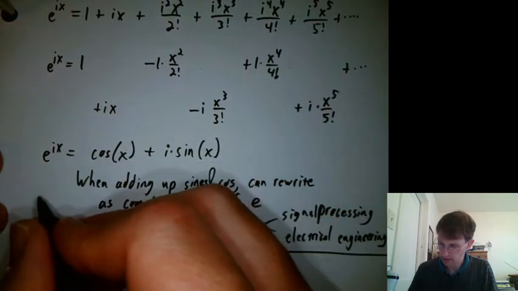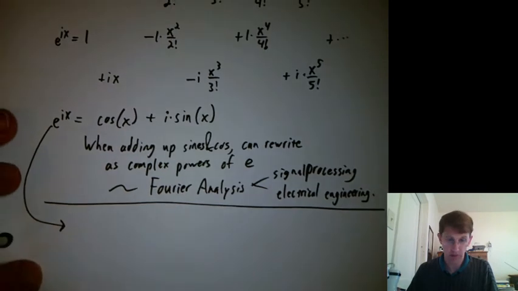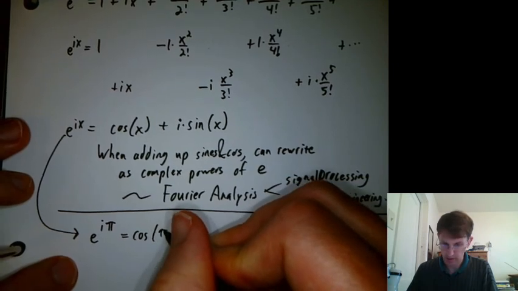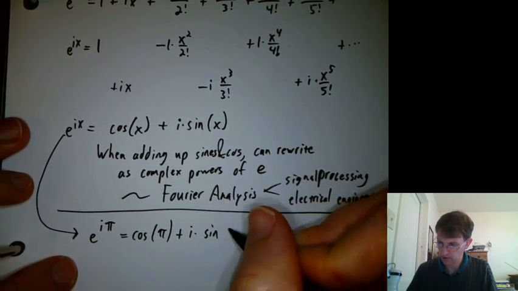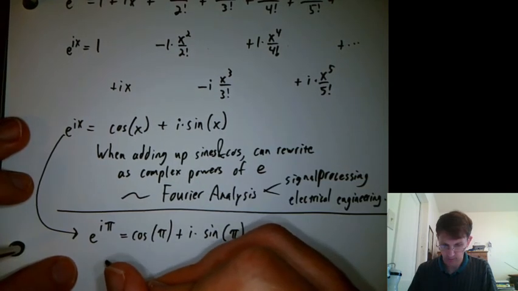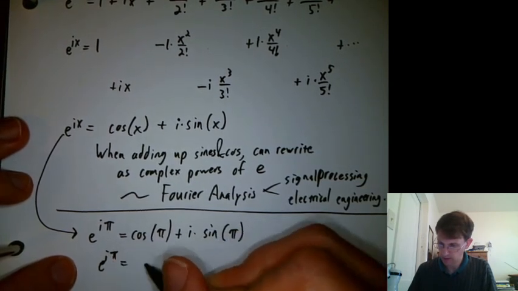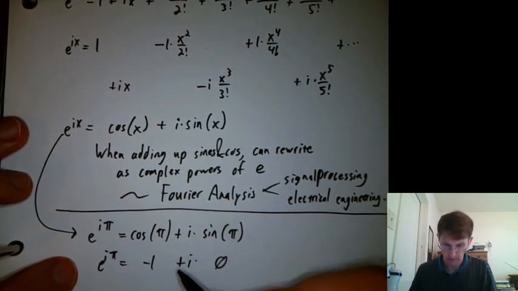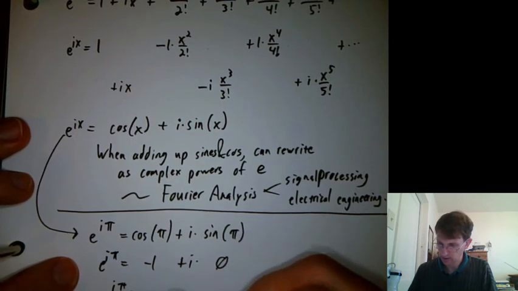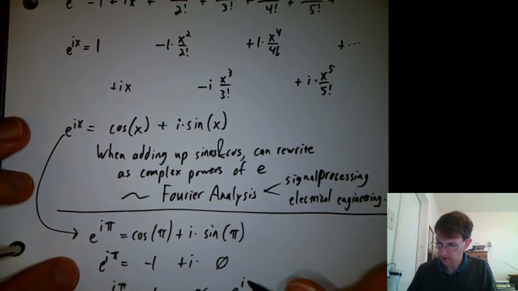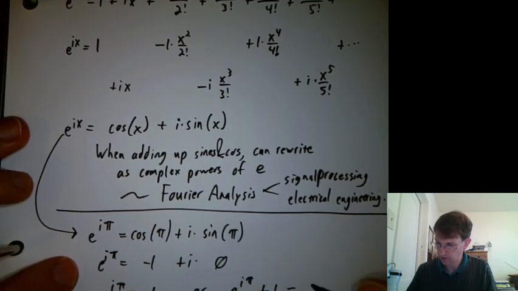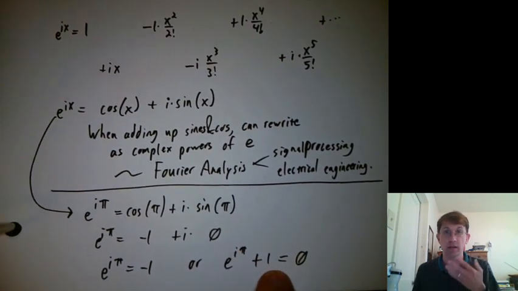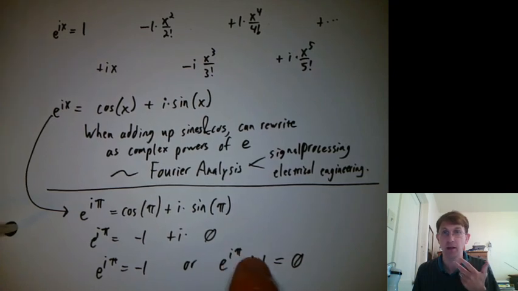We can take this idea and write it for a special case, and that is, what if I do e to the i pi? That would be cosine pi plus i times sine pi. So we're saying e to the i pi, cosine pi is -1, sine pi is 0, and so this is saying e to the i pi equals -1, or e to the i pi plus 1 equals 0. And people say that that's one of the most beautiful equations in math because it combines 5 fundamental constants of math: e, i, pi, 1, and 0.